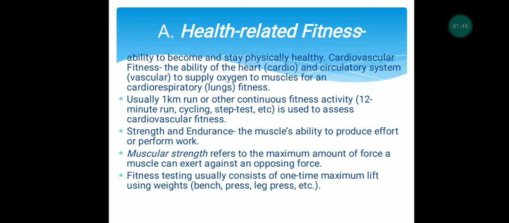It is the ability of the heart, or cardio, and the circulatory system, or vascular, to supply oxygen to muscles for cardiorespiratory, or lungs, fitness. Usually a 1 kilometer run or other continuous fitness activity, a 12 minute run, cycling, step test, etc. is used to assess cardiovascular fitness. So just simply running, walking, jogging, cycling can already improve your heart rate.